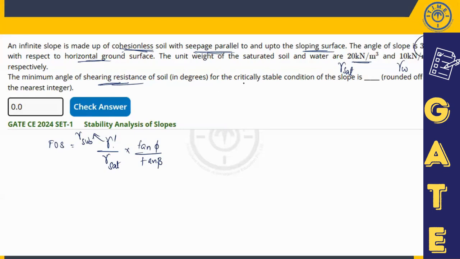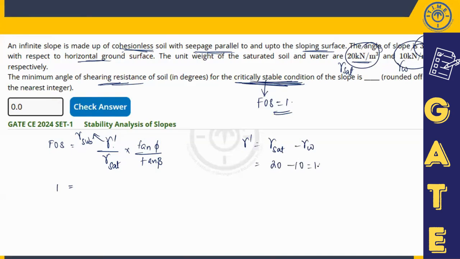And for the critically stable, just stable condition, factor of safety is 1. So take it as 1, and gamma dash is gamma sat minus gamma W, that is 20 minus 10, 10 kilonewton per meter cube. Gamma dash is 10. Gamma sat is given 20, into tan phi upon tan beta, where beta is 30.